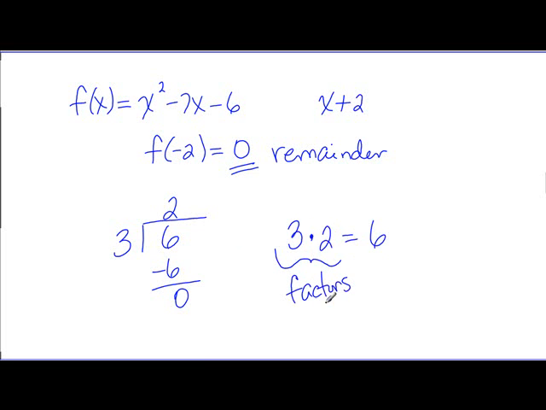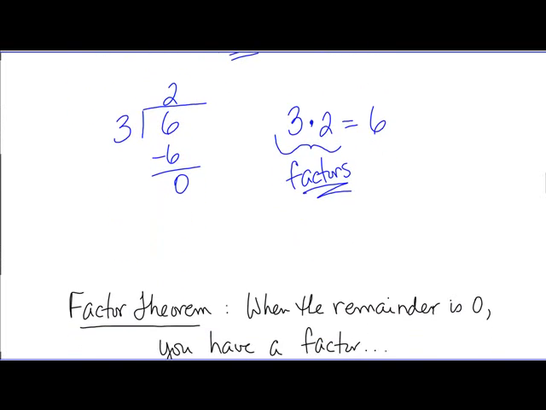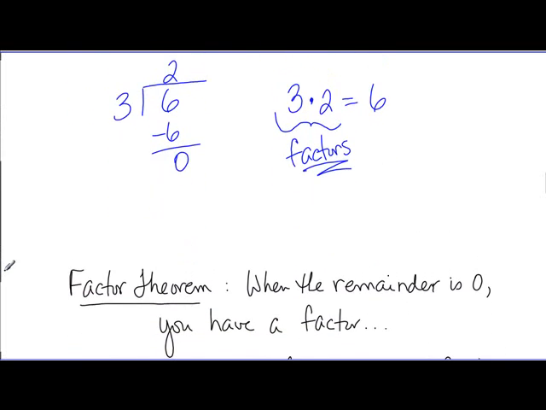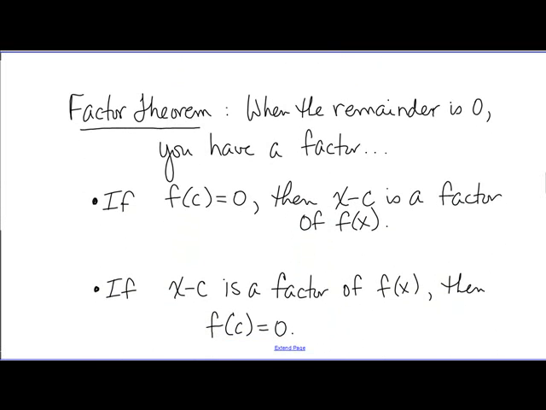So basically, the factor theorem says that when you have the remainder as 0, that means you've got a factor of your function, of your polynomial. So we can be a little more specific in saying if you've got a value c that when you plug it in you get 0, that tells you x minus that number c is a factor. And it can go the other direction too. If you know that x minus c is a factor, then you can conclude that if you plug in that number c in the function, you will get 0.